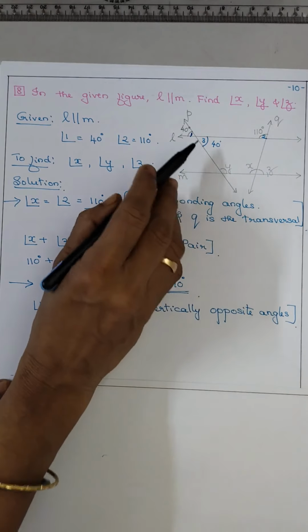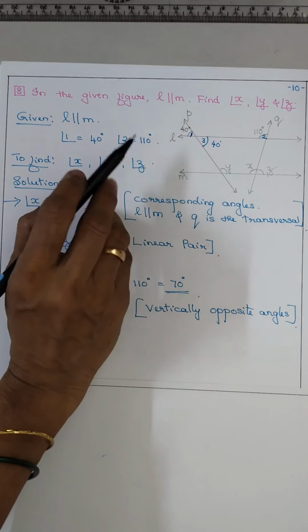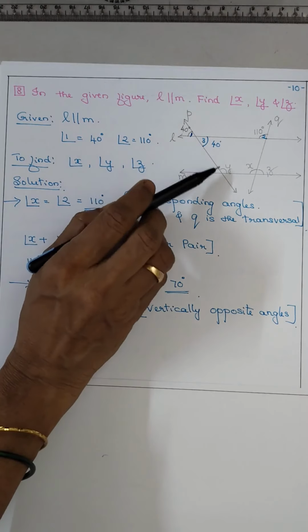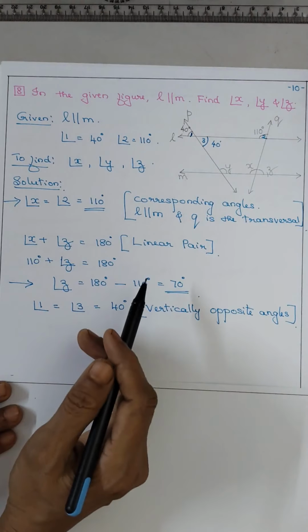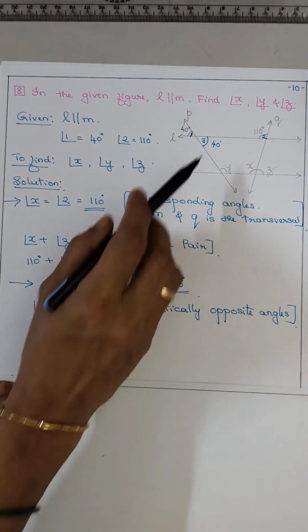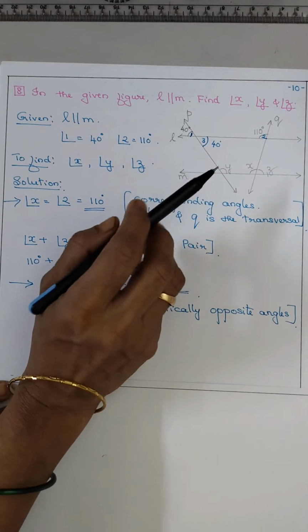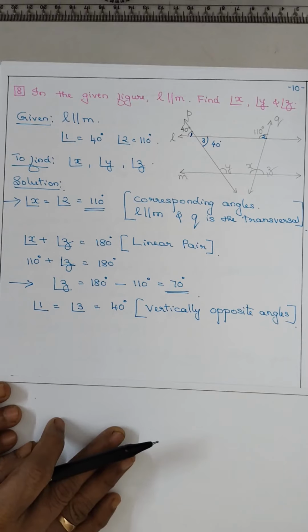Now, I will tell angle 3 plus angle Y is equal to 180. Why? Because both are interior, on the same side of the transversal, then they become co-interior angles, that is supplementary. Co-interior angles are supplementary.